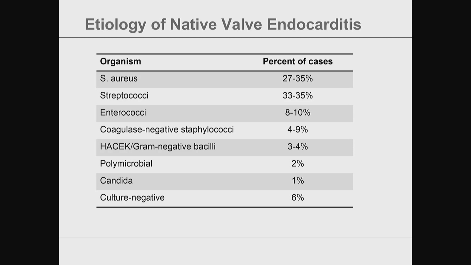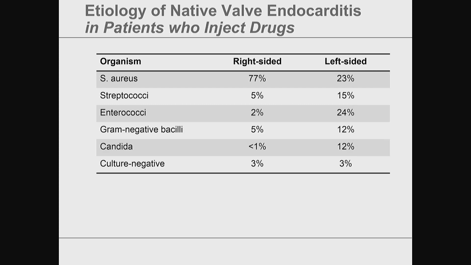And then you have the HACEK organisms and the gram-negative rods making up about 3 to 4% of cases, followed by polymicrobial. It's very rare to have Candida endocarditis, and then about 6% of the cases are culture-negative endocarditis. How does this differ in our patients that have native valve endocarditis with a history of injection drug use? Well, you see here I've laid out the organisms and then compared that for right-sided versus left-sided endocarditis.